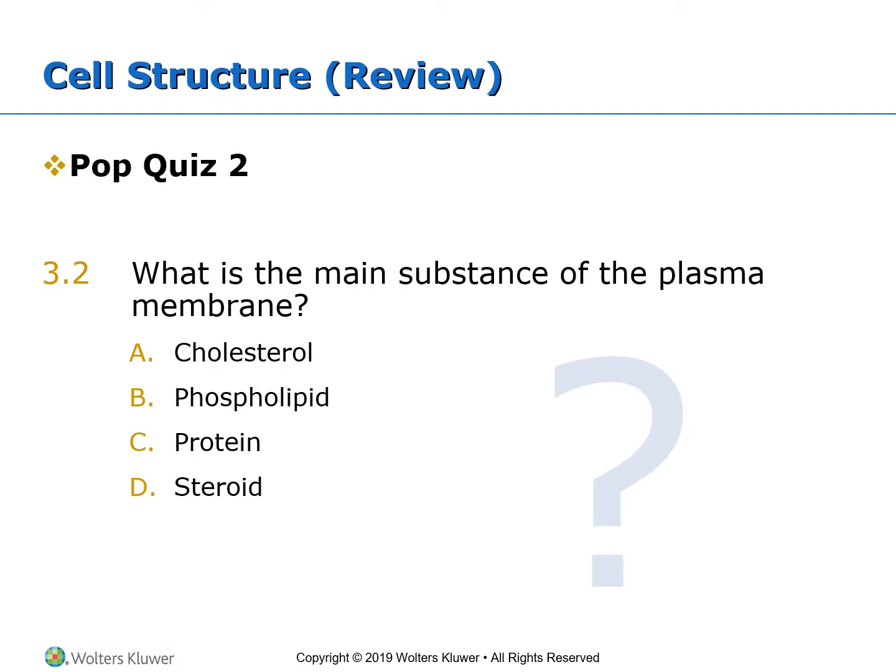Let's try and review a little bit. Question number 2 asks, what is the main substance of the plasma membrane? The main substance of the plasma membrane is the phospholipid. Yes, there are some particles of cholesterol, proteins also. However, the main substance is the phospholipid. Plasma membrane is a bilayer of phospholipids. Steroids is just a type of hormone.